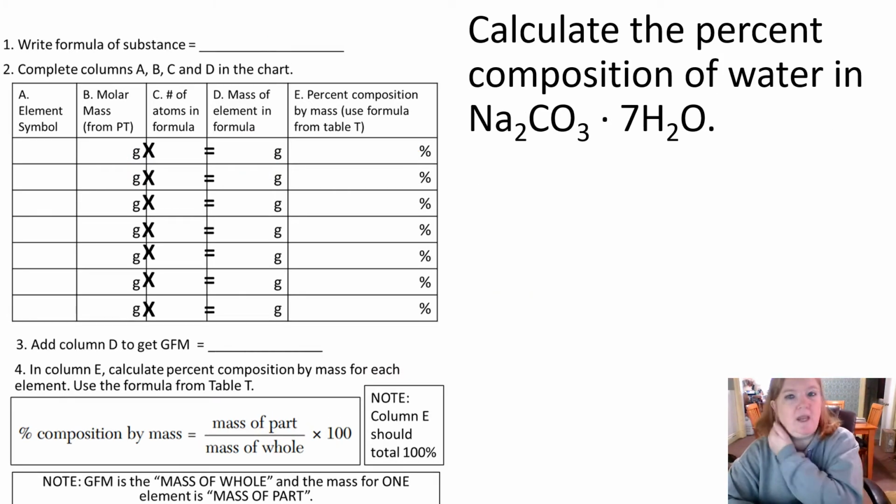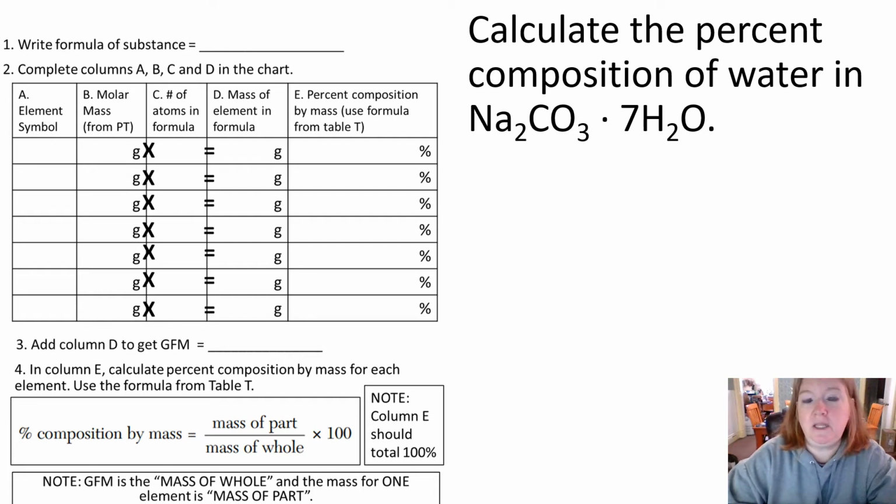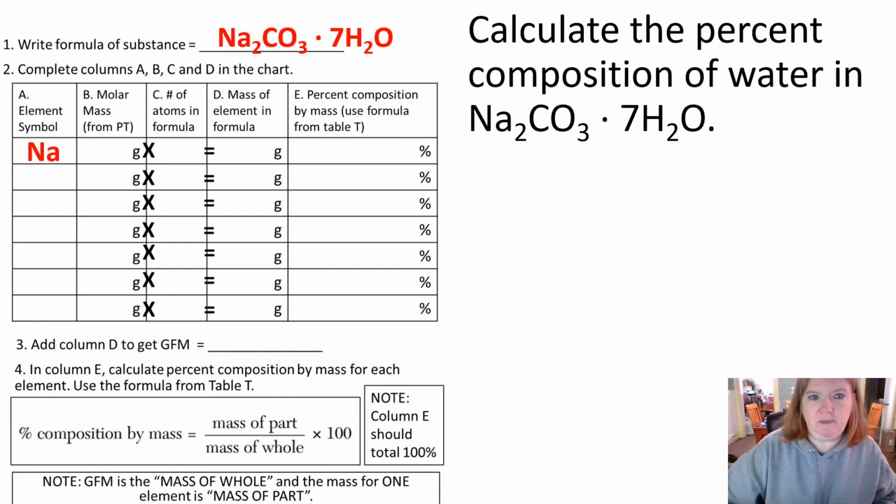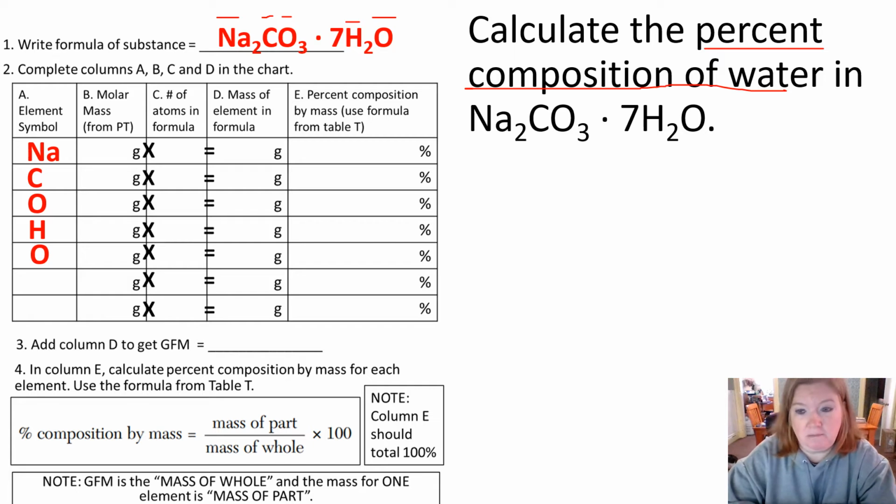All right, so this one, calculate the percent composition of water in this. Now, this is a hydrate. This is kind of the hardest type of problem you have. So first, I'm just going to write the formula. When I write my list of elements, I'm going to write Na, C, O, and then I'm going to write this, even though oxygen is also over here. Since I have to calculate the percent composition of water, I'm going to leave this hydrogen and this oxygen separate. It will help me in the long run. So it seems like it's harder, but trust me, it's not.